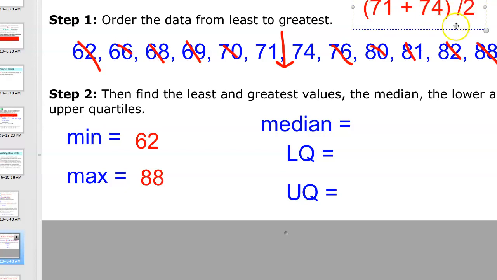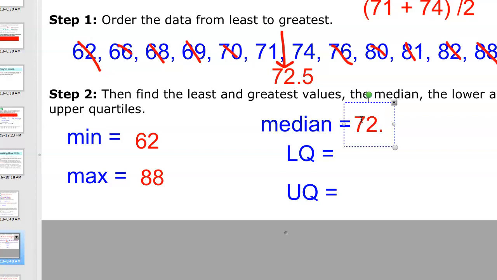Because if not, your calculator is going to do 74 divided by 2 first and then plus 71 and you'll get the wrong answer. So make sure to put it in your calculator this way or press enter here and then divide by 2. Okay, so I'm going to get 72.5. That's my median. It's a number in the middle. Now, I have to find my lower quartile. That is the median of the lower half of the data. I'm going to erase these and find the lower half of the data.